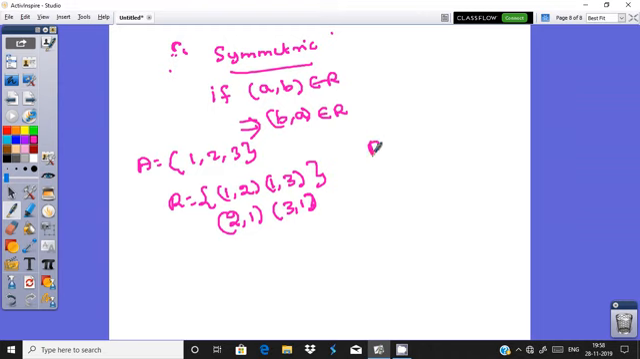Now, suppose I have a relation for the same set, 2, 3.